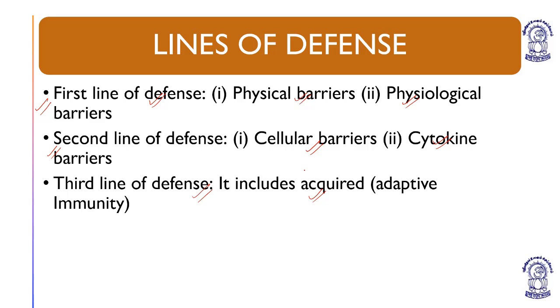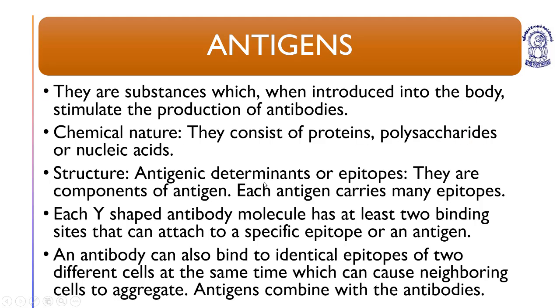Understood? Now coming to the next, we will talk about antigens and their types. What are antigens? Antigens are the substances which, when introduced into the body, stimulate or induce the immune response. They stimulate the production of antibodies, right? Chemically, antigens can be proteins or polysaccharides or both, or they can be nucleic acids.